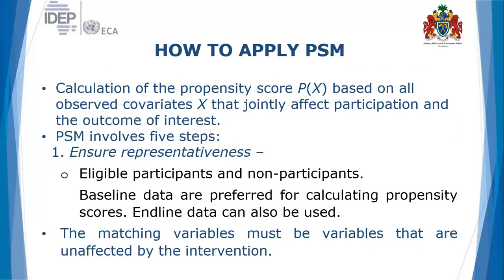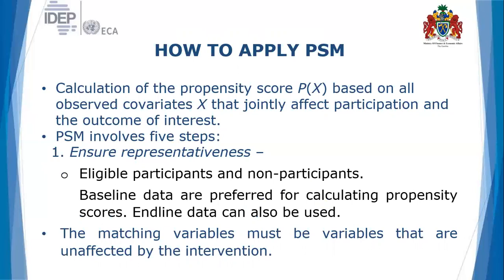How to apply propensity score matching technique? Calculation of the propensity scores, which is the probability of participation based on the observable covariates X that jointly affect participation and the outcome of interest. Propensity scores are nothing but probabilities of individuals participating or not participating in the program. So those have to be computed.